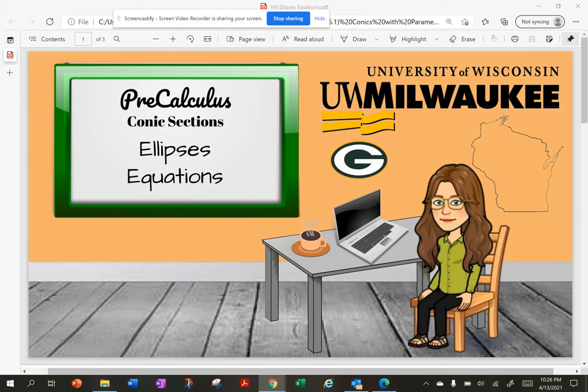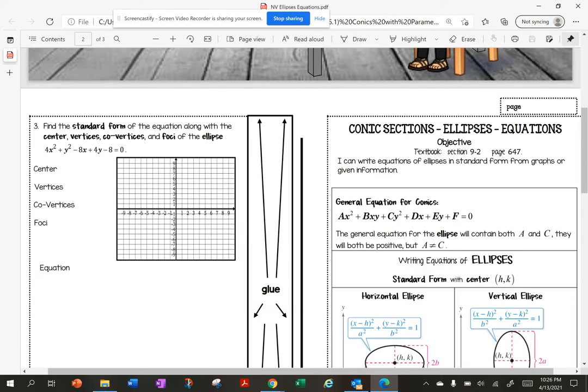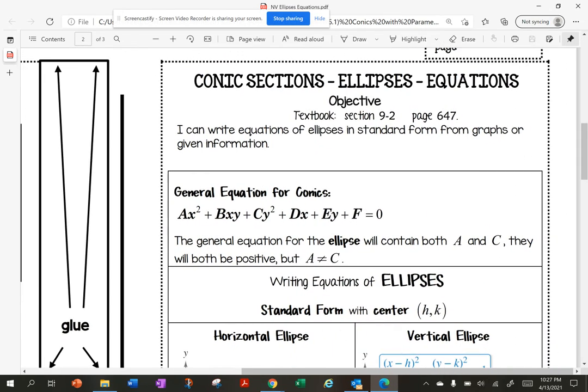Today's lesson is on ellipses, and today we're going to work with writing the equations. So my learning objective is I can write equations of ellipses in standard form from graphs or given information.